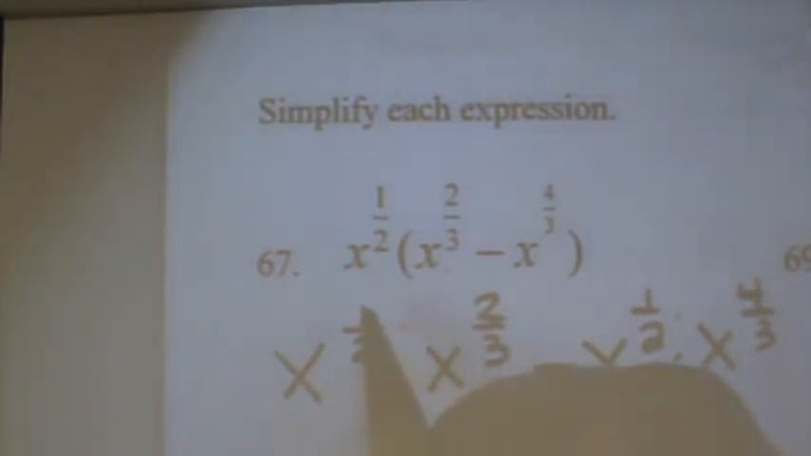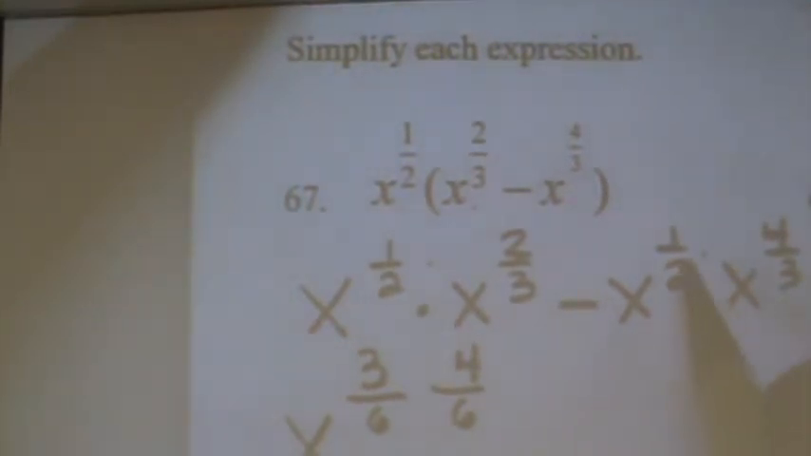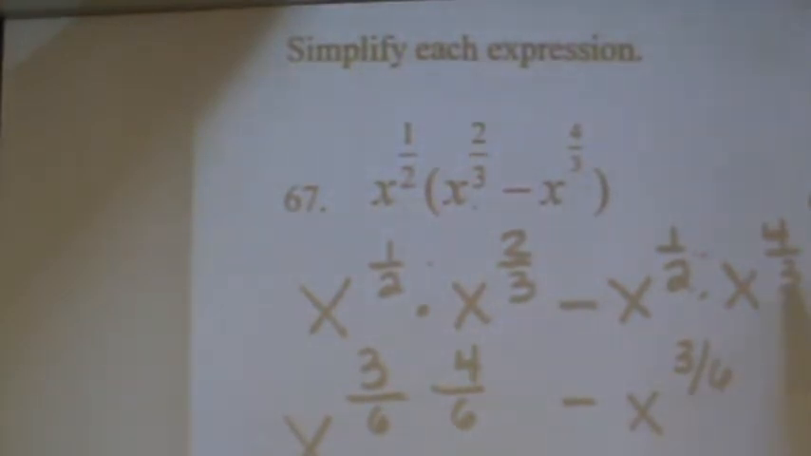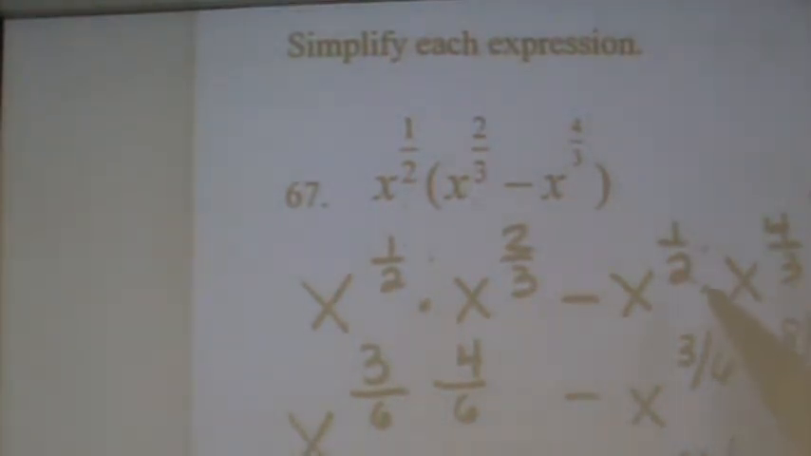So multiply this by 3, so 3/6 plus 4, so 7/6, minus, and then this one multiply by 3, multiply this by 3, so 3/6, multiply by 2, multiply by 2, and then 8, so we have plus 8/6, so you have x to the 11/6. So let me double check, multiply this by 3, 3, 2, 2, 8, and 3 is 11, there's your answer.